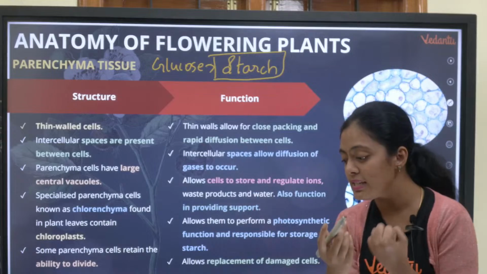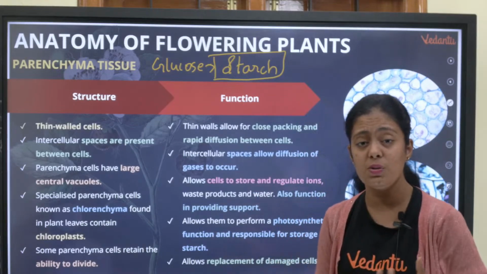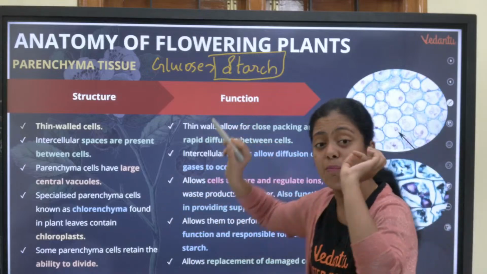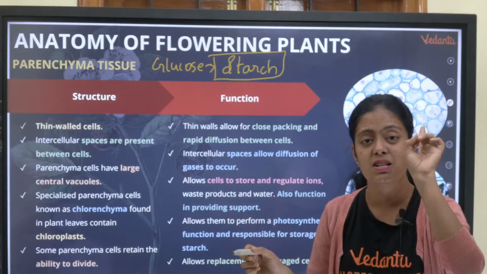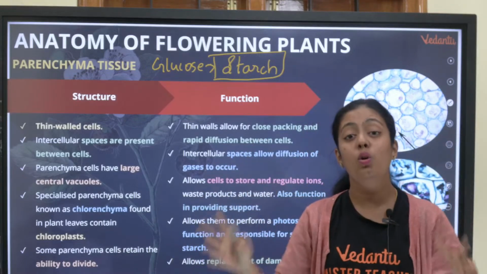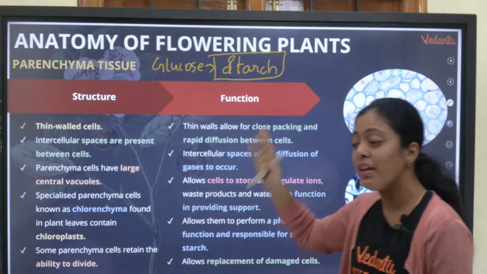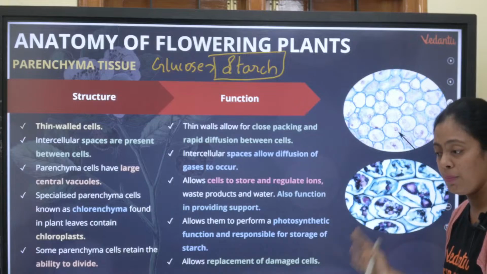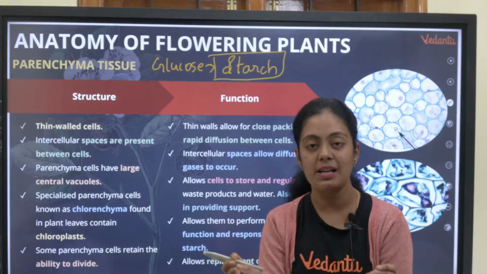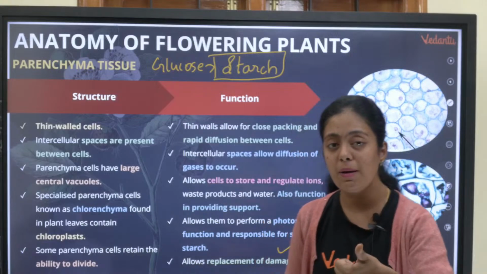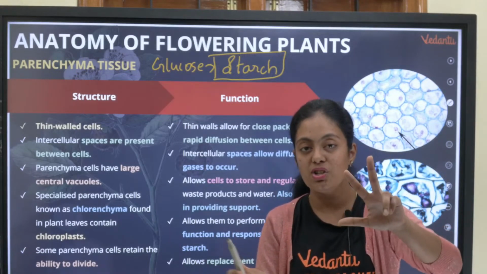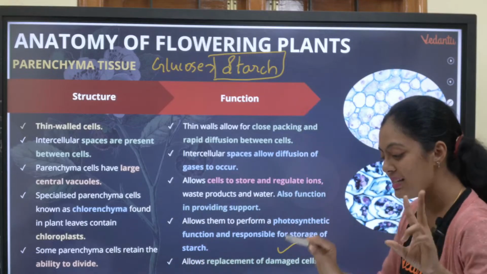Correct? So what is produced in photosynthesis? Glucose is produced. That glucose has to be converted into starch. Glucose is a monosaccharide. It is made up of a single sugar unit. Starch is a polysaccharide. It is made up of numerous glucose units. So that difference you should remember, and it allows the replacement of damaged cells. That is all about your parenchyma, guys. So the important functions are storage, support, photosynthesis. You can make a note of these three functions in your NCERT.